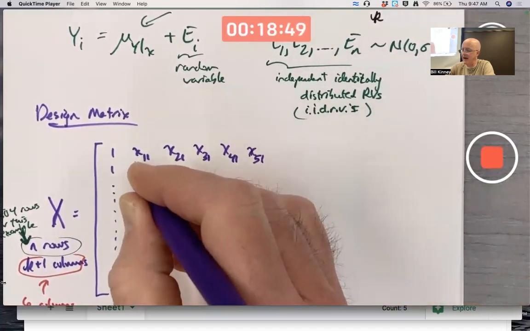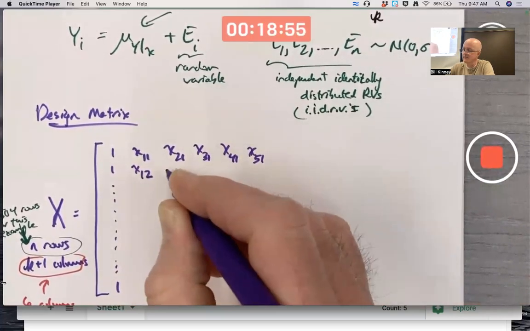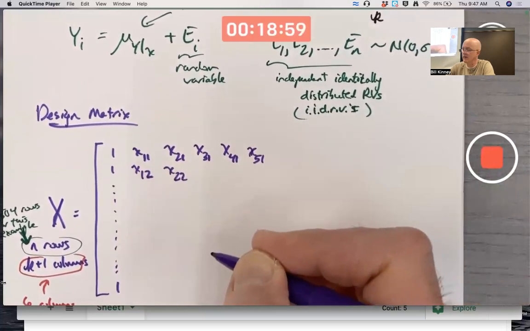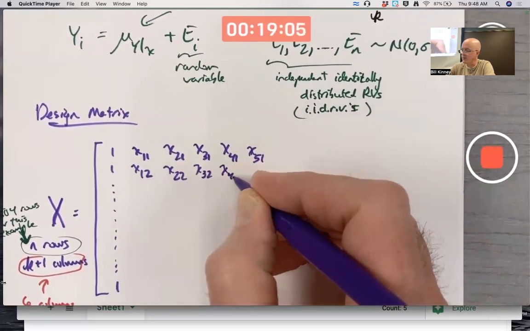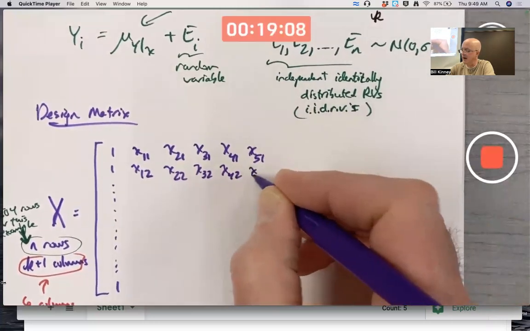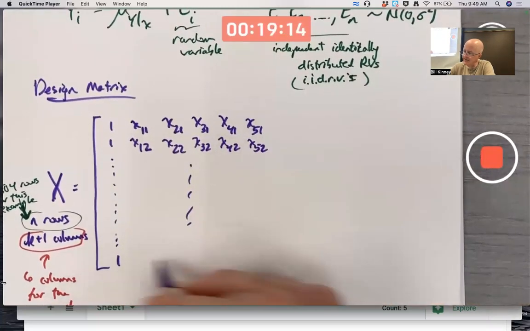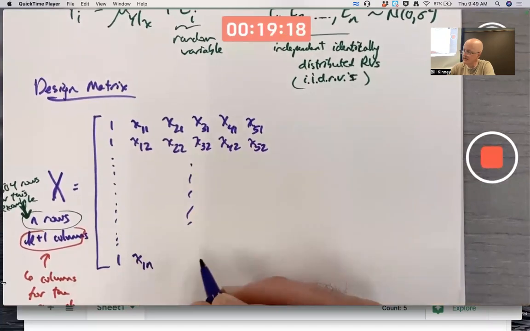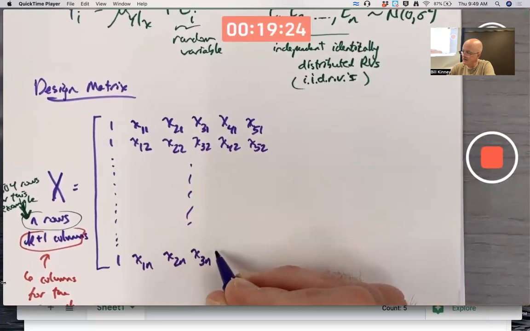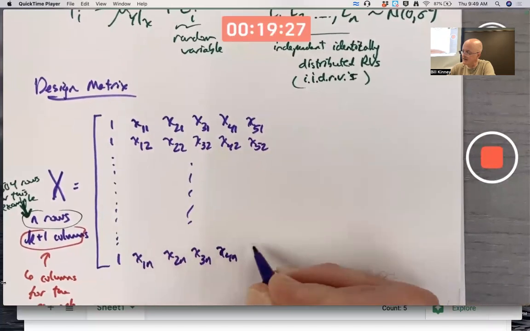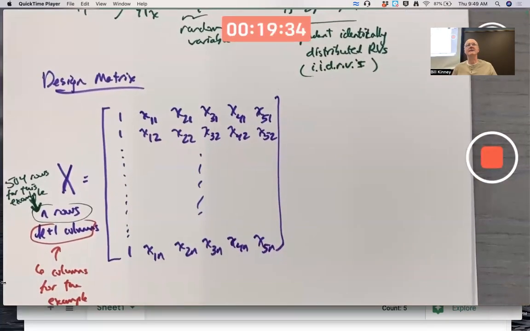Then in the next row, you'd have X sub 1, 2, the first coordinate of the second data point. 2, 2, second coordinate of the second data point. 3, 2, third coordinate of the second data point. 4, 2, fourth coordinate of the second data point. And 5, 2, fifth coordinate of the second data point, etc. The last one would be your nth data point. Its first coordinate is X1n. Its second coordinate is X2n. Its third coordinate is X3n. Its fourth coordinate is X4n. And its fifth coordinate is X5n. That's your design matrix.